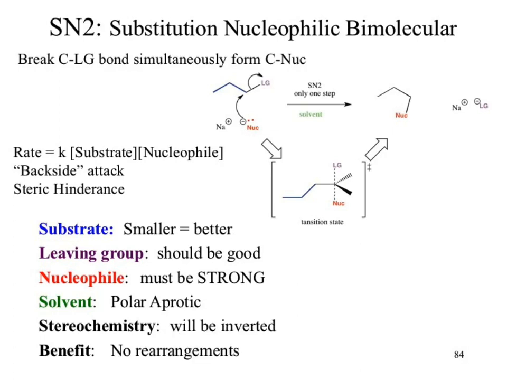Stereochemistry. Because it does backside attack, it inverts. When does it invert? It always inverts the structure. That does not necessarily mean the stereochemistry inverts, because if there is no stereochemistry, you can't invert it. The structure still inverts. The benefit of an SN2: there are no rearrangements. So that can make life a little bit better.